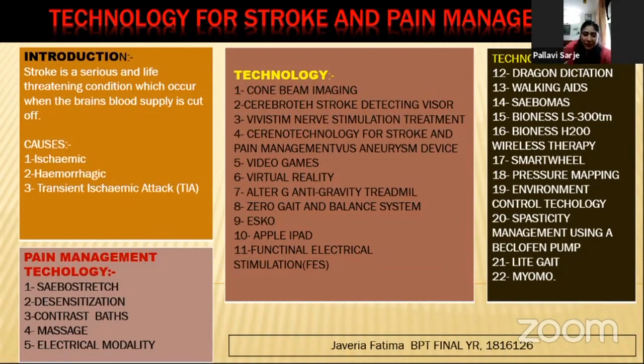Zaveria, Fatima, I have a question for you. Yes, ma'am. Can you please explain what are the barriers of functional electrical stimulation? Sorry, ma'am, I'm unable to get your question. What are the barriers or limitations of functional electrical stimulation in stroke management?